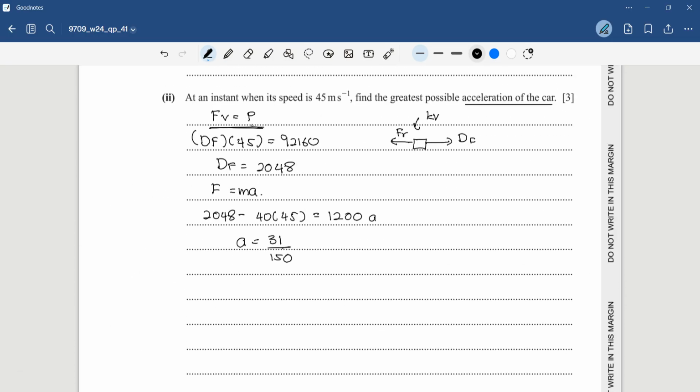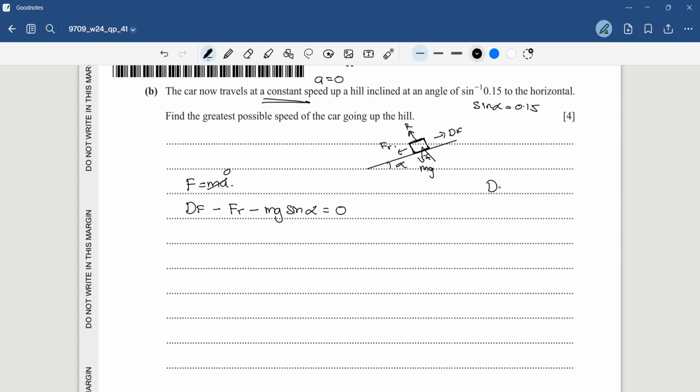My driving force, we can refer to the formula just now: driving force multiplied by V equals 92160. Therefore my driving force is 92160 over V, minus the frictional force, which is given by kV, with k equal to 40, so 40V. Minus m is 1200, g is 10, and sine alpha is 0.15, equal to 0.